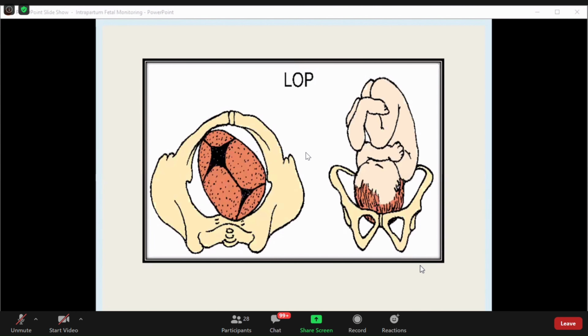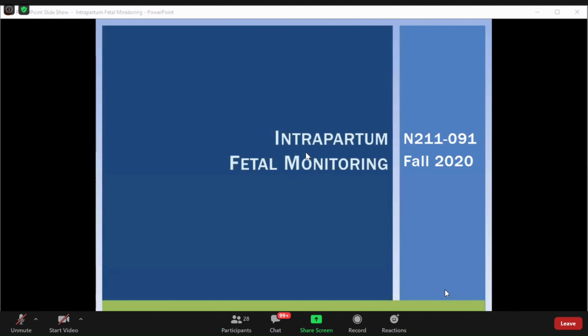So here is a posterior. Just a reminder that we're always looking at the presenting part. Professor, for the position, if the baby is occiput posterior, that is possible, right? With this part on the coccyx. Yes, and we'll talk about that in complications later. Okay.